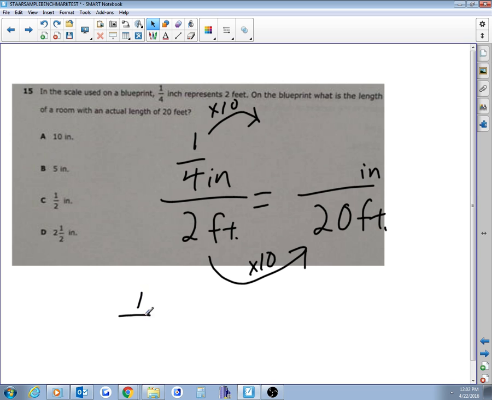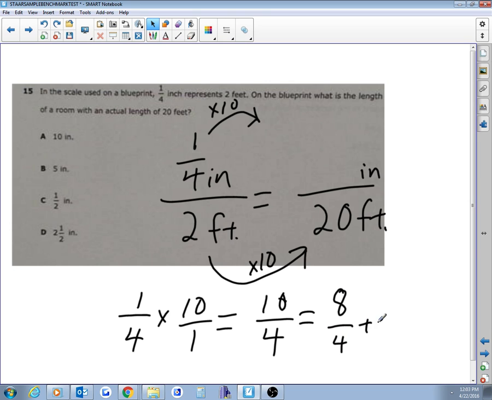So we've got 1/4 times 10. 10 is the same thing as 10 over 1. So 1 times 10 is 10. 4 times 1 is 4. Gives us 10 quarters. So you might know if you have 10 quarters how much money that would be. But we can divide this, 10 divided by 4. This is the same thing as 8 quarters plus 2 quarters.